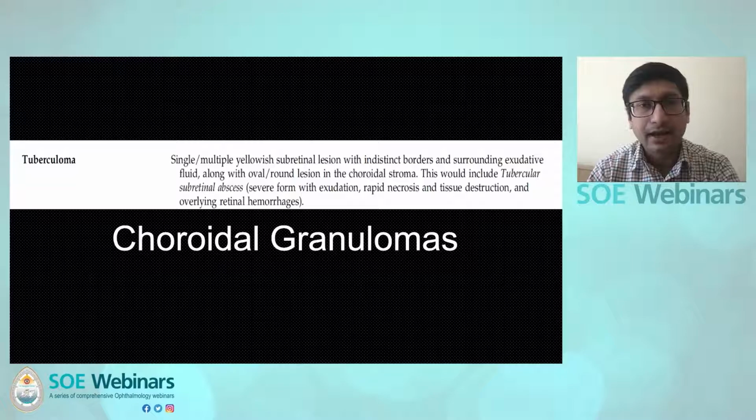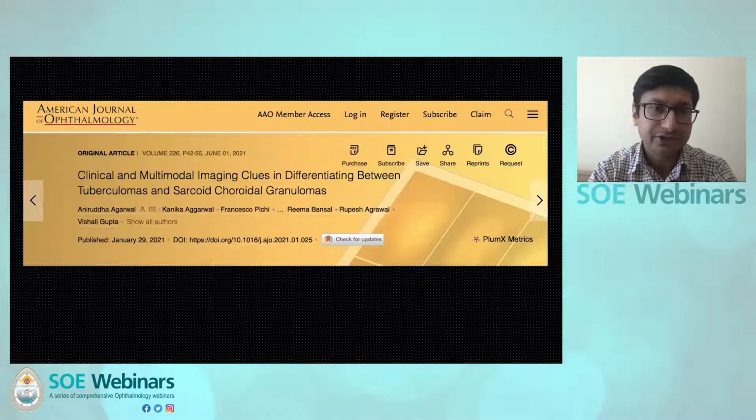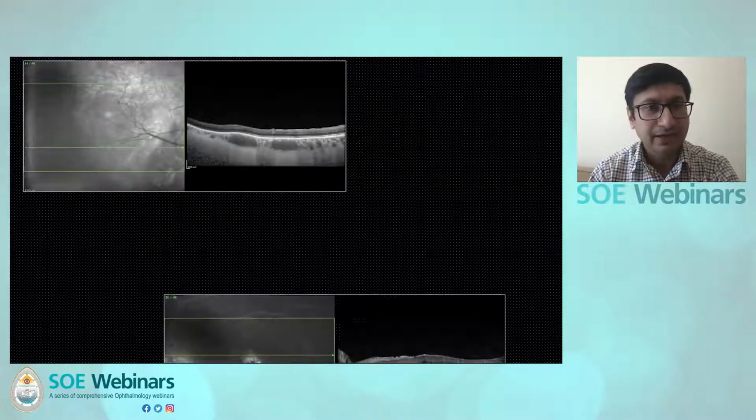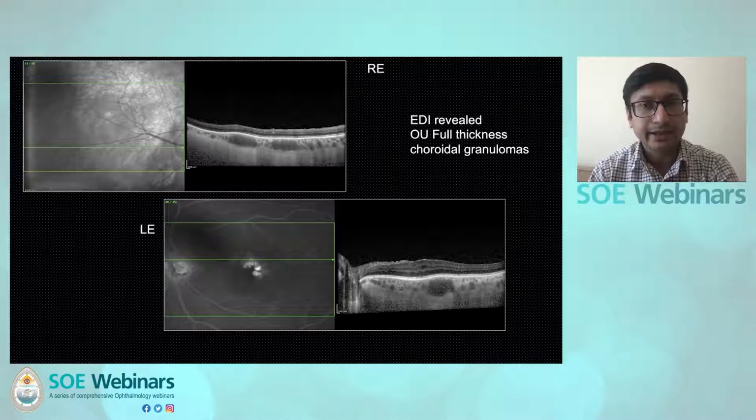In these patients, the highlight of the clinical examination is that they may have significant retinal hemorrhages. Recently, we investigated these patients and looked at multimodal imaging clues to differentiate between tuberculomas and sarcoid choroidal granulomas. We observed that EDI-OCT has a very important role in monitoring the choroidal lesions. We know that on EDI-OCT, you can look at the hypofluorescence in the deep choroid, and this is nothing but a full thickness choroidal granuloma with overlying choriocapillaries ischemia or thinning.